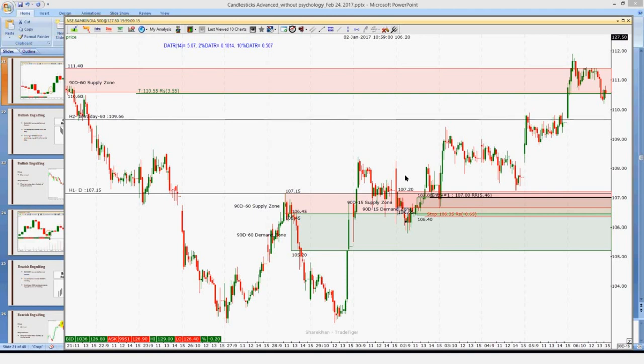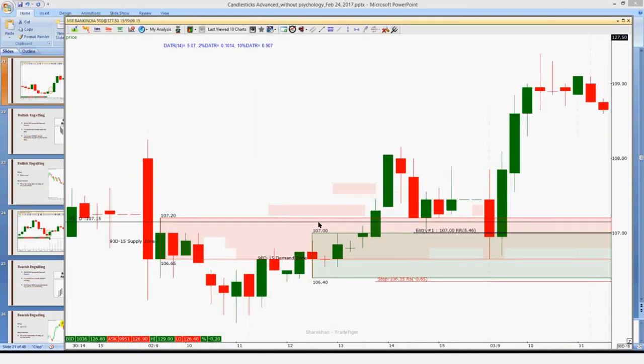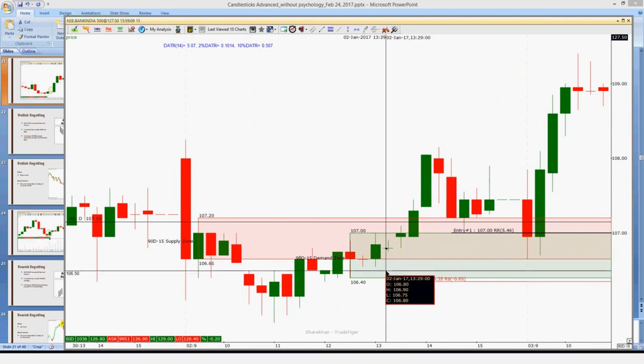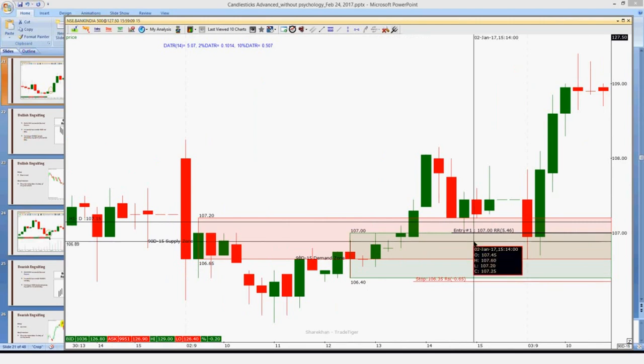Step by step, what you should be doing, what you should be looking for. It engulfed this supply. Can you see this? Drop, base, drop. And the source of engulf was this zone. So therefore my entry was decided like that.